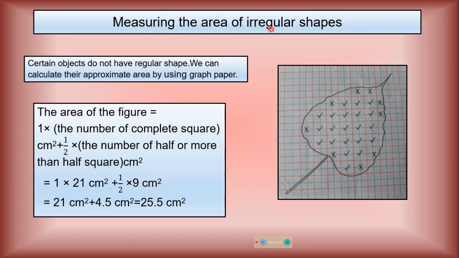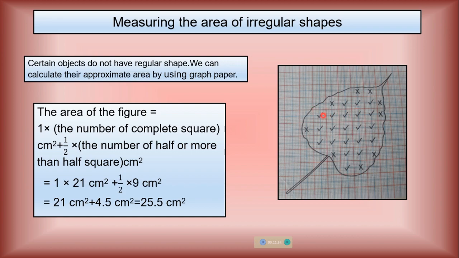Measuring the area of irregular shapes. Certain objects do not have regular shapes, so we cannot determine their area by using a formula. We can calculate their approximate area by using graph paper. Let's take an example here. We measure the area of an irregularly shaped leaf using graph paper.